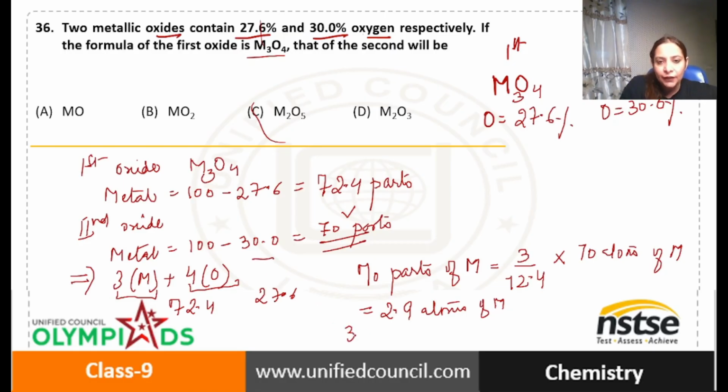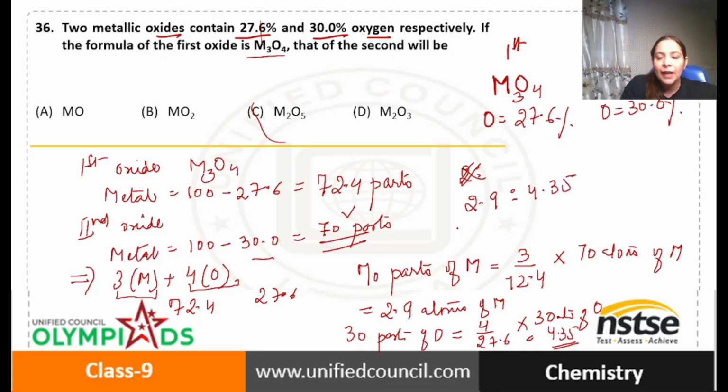30 parts of O would be equal to how many atoms? 4 by 27.6 into 30 atoms of O for the second. So it comes out to be 4.3 atoms. If you take the ratio, it comes out to be 2.9 to 4.35, and if you round it off, it comes out to be 2:3. So the formula for the second oxide would be M2O3.